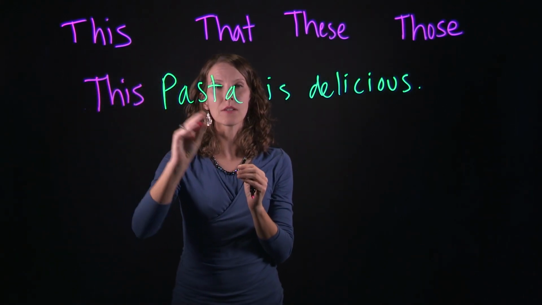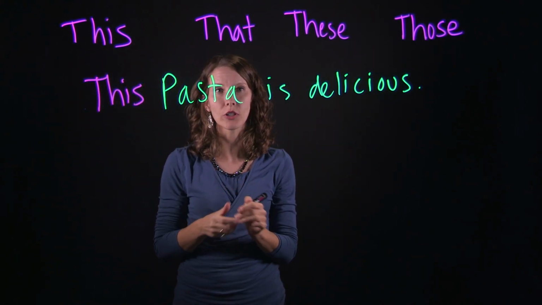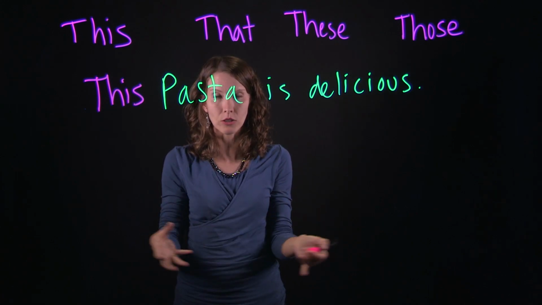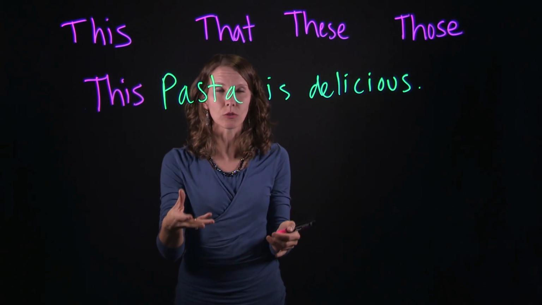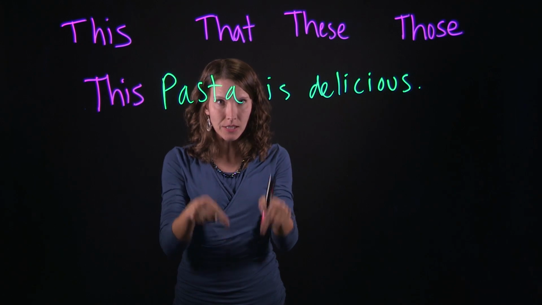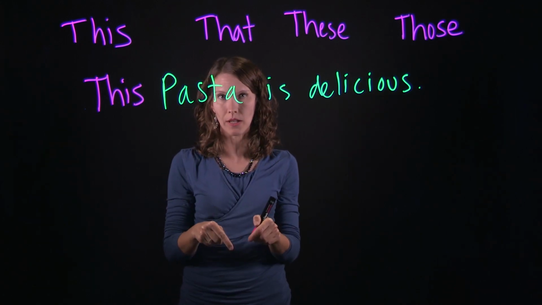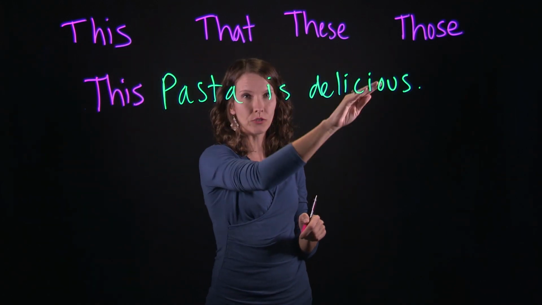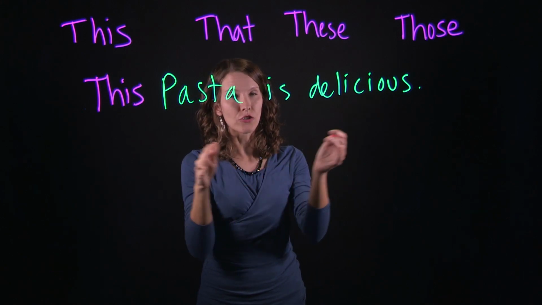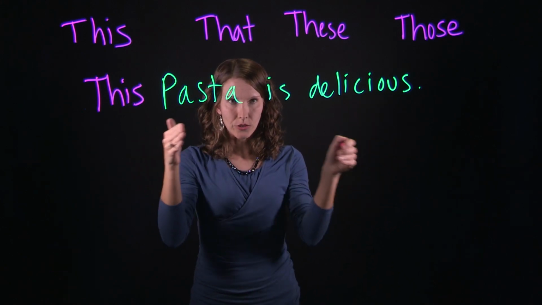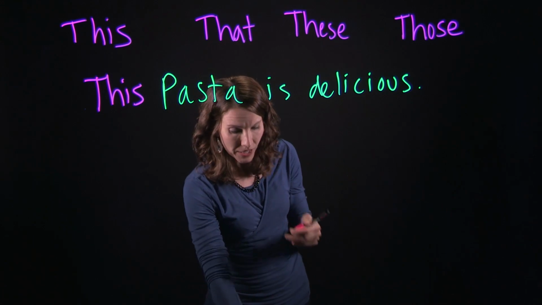If, however, instead I have "this pasta is delicious," then I'm referring to a specific pasta that's close by me that my listener would know I'm referencing. So that's what these words do. Instead of speaking in general, it directs the listener to something specific, in particular.